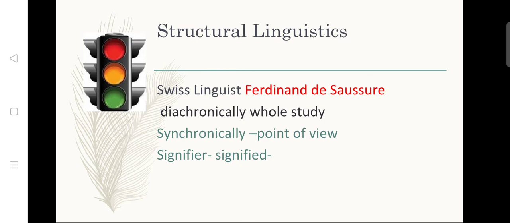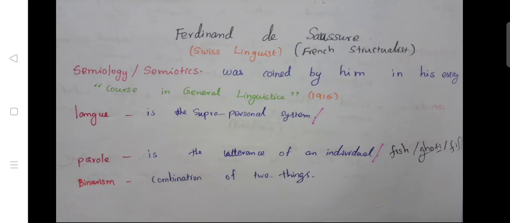And take for example teacher. When I say teacher, your mind draws some picture or gives some particular view suddenly. So the signifier is the word formation, and the signified is the concept you understand. Ferdinand de Saussure introduced other concepts like semiology. Semiotics was coined by him in his Course in General Linguistics, published in 1916, and langue is also a term introduced by him.